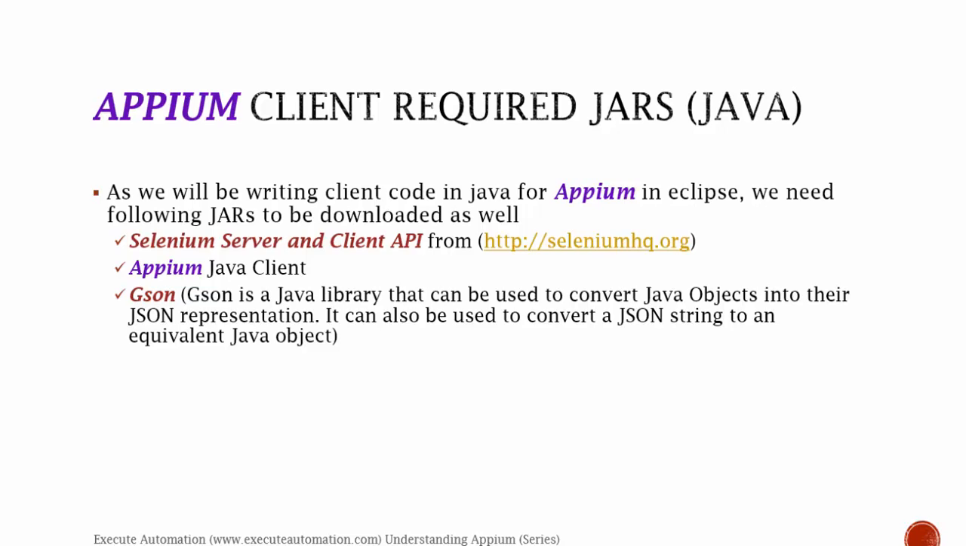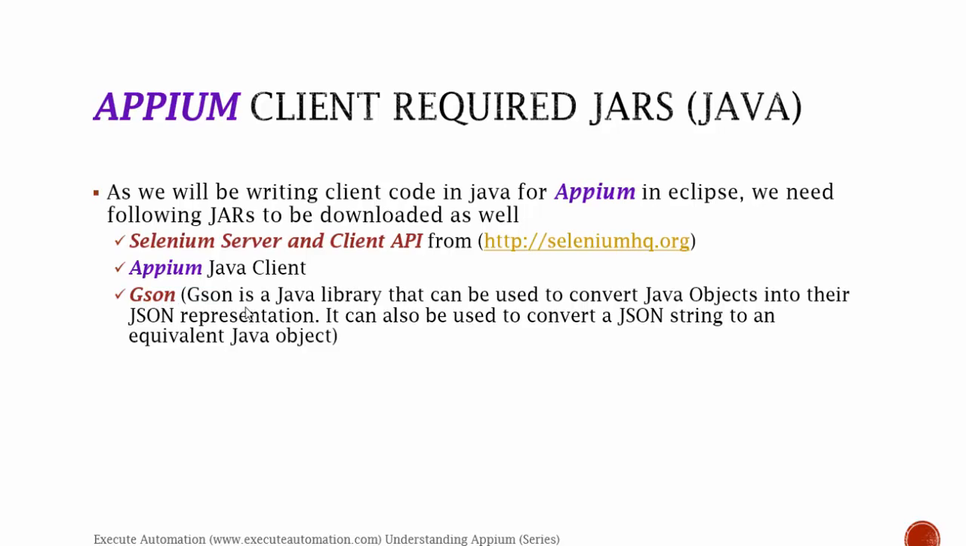Appium client required jar files. Once the Appium server is ready, we need to write the code in Appium using Eclipse. As we will be writing the client code in Java for Appium and Eclipse, we need the following jar files to be downloaded as well: the Selenium server and client API from the website, which we already know, and similarly the Appium Java client. You can Google it and find the jar file.